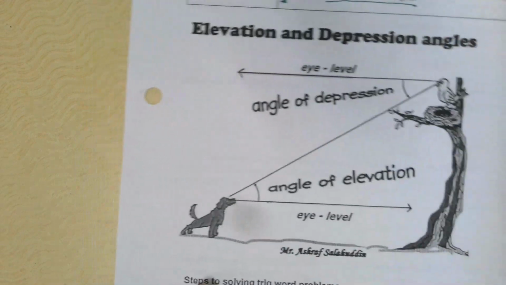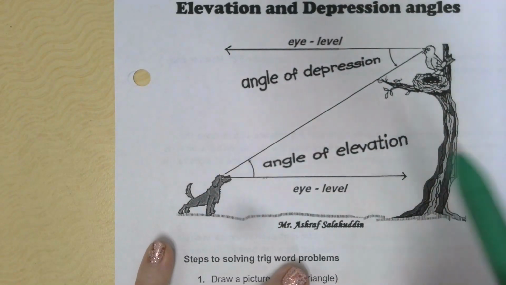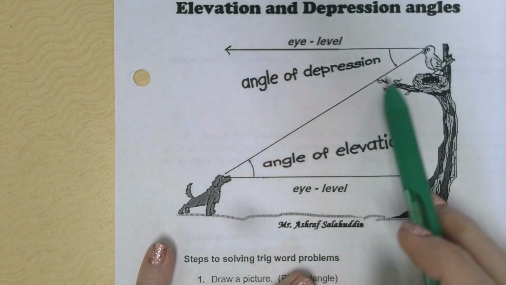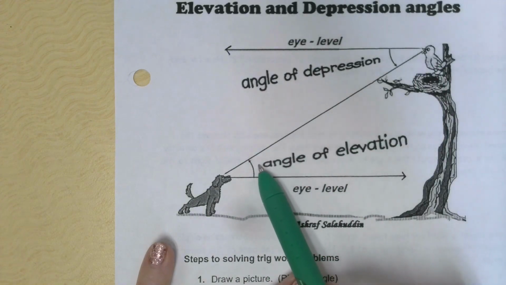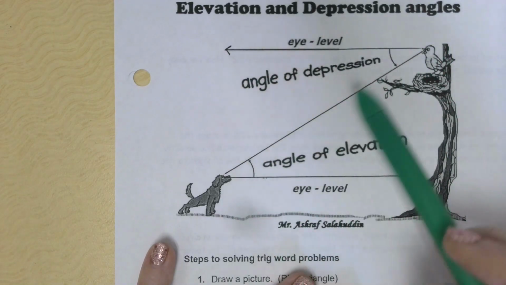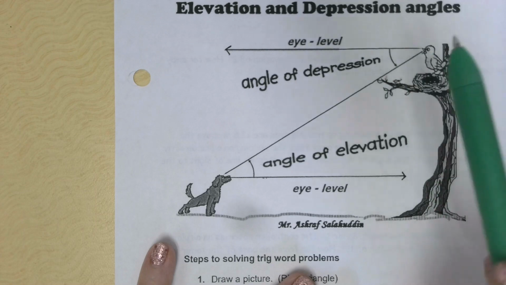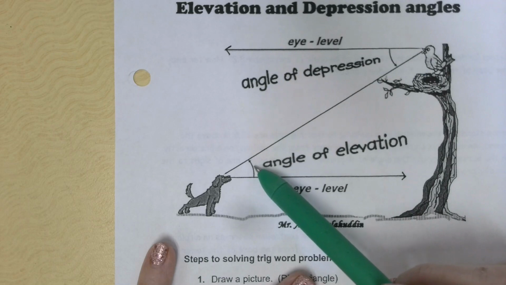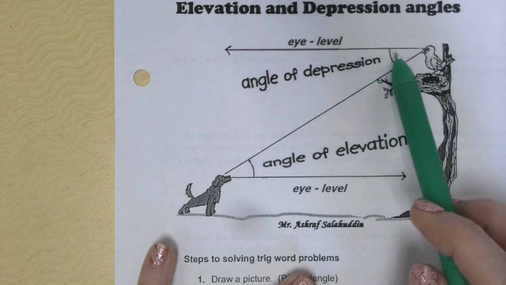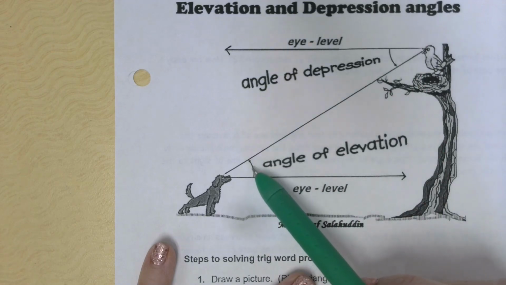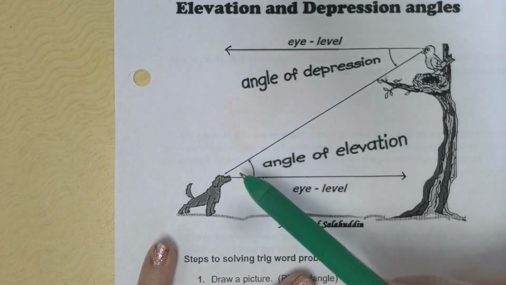All right, so here's an example again. The dog is looking straight ahead and then he looks up at the bird. So this is the angle of elevation. The bird is looking straight ahead and the bird looks down at the dog. So this is the angle of depression. These two angles are actually exactly the same. If this is 38 degrees, this one is 38 degrees as well. Okay, so we're not going to do any work with the angle of depression out here. We're going to always move it to where we can use it inside our triangle right here.